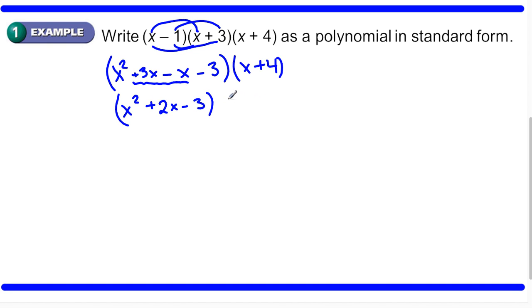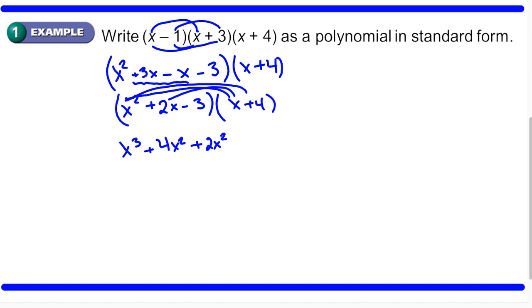And we're going to multiply this polynomial to the x plus 4. And more specifically, this trinomial to this binomial. All right, so we have x squared times x, which is x cubed, x squared times 4, which is 4x squared, 2x times x, which is 2x squared, 2x times 4, which is 8x, negative 3 times x, which is negative 3x, and then negative 3 times 4, which is negative 12.